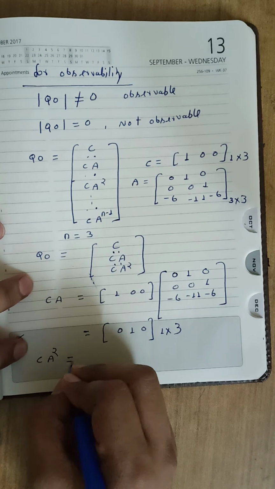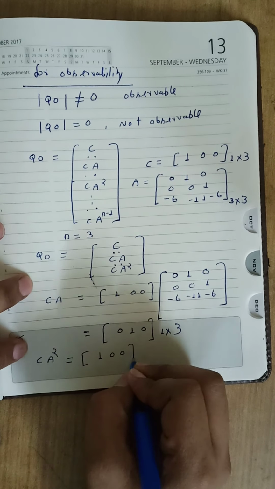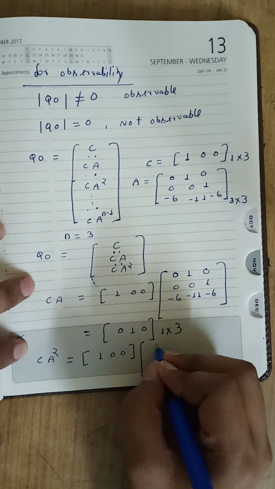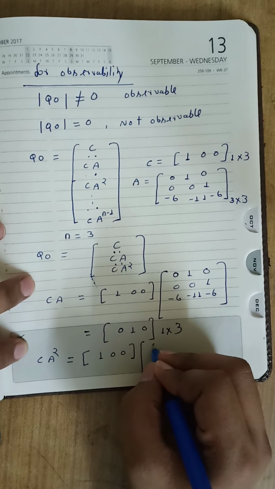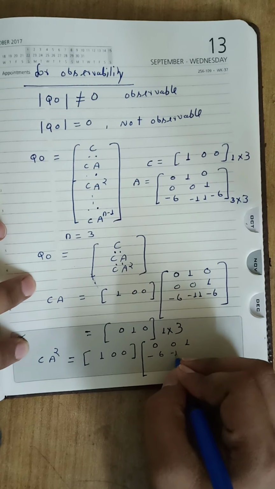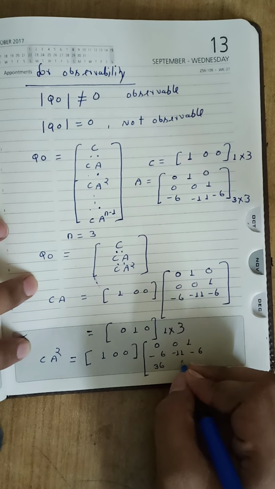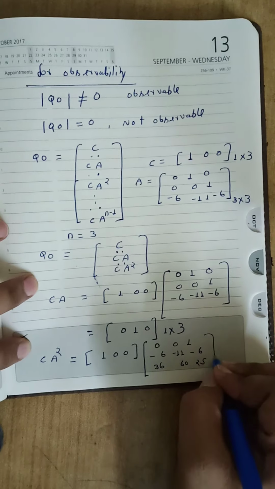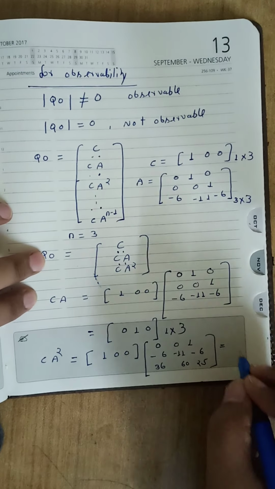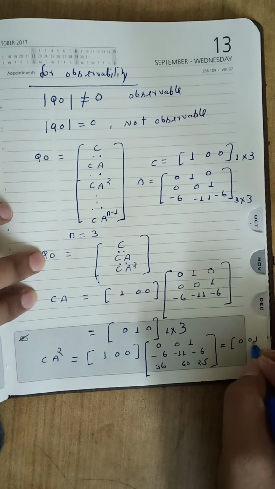So CA square is given by 1 0 0. This is the value of matrix C. A square we already calculated. For the first row the elements are 0 0 1. For the second row the elements are minus 6 minus 11 minus 6, and for the third row the elements are 36 60 25. So after matrix multiplication we have the value 0 0 1.